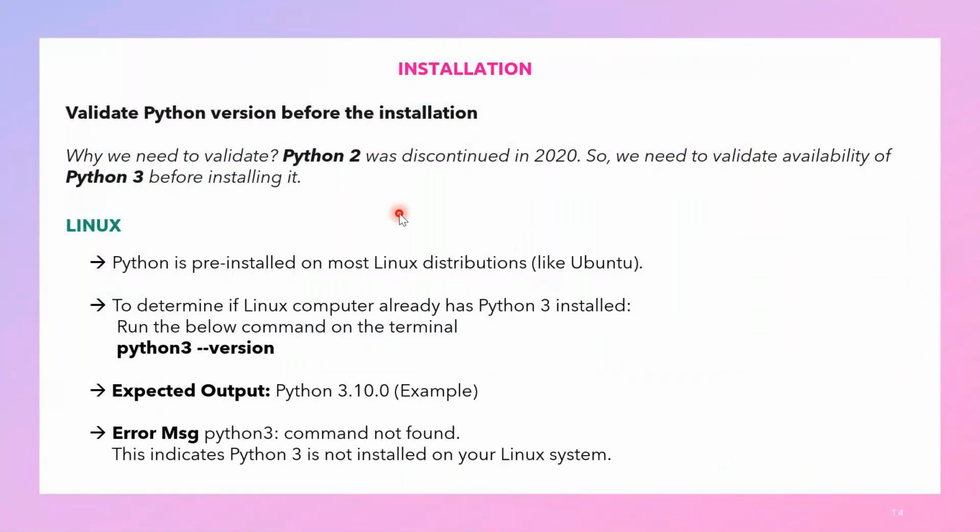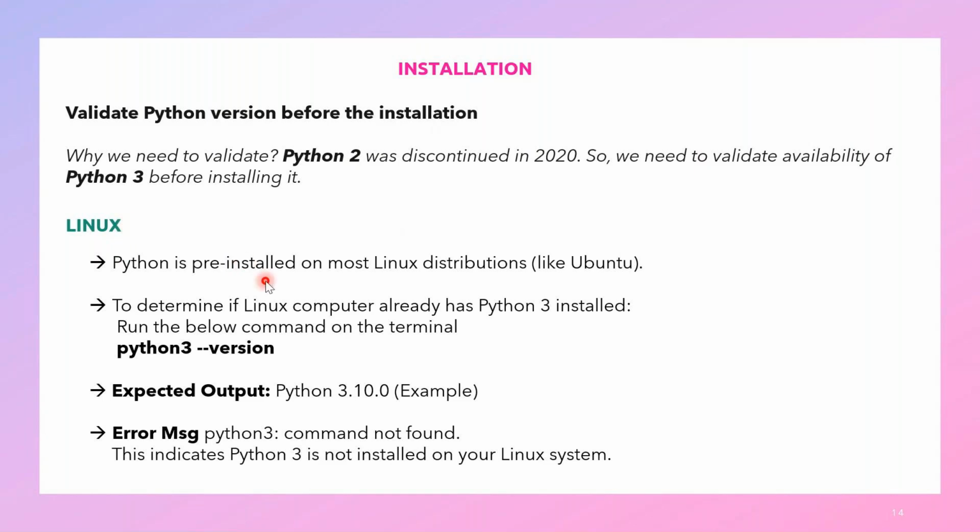All right. So before installing Python, we need to check whether this server has any Python versions. If it has Python 2, it was discontinued in 2020, so you have to make sure the system has Python 3. If it has Python 2, you can remove that and install Python 3. Since Python is supported on all platforms, I have covered Linux, Mac OS, and Windows.